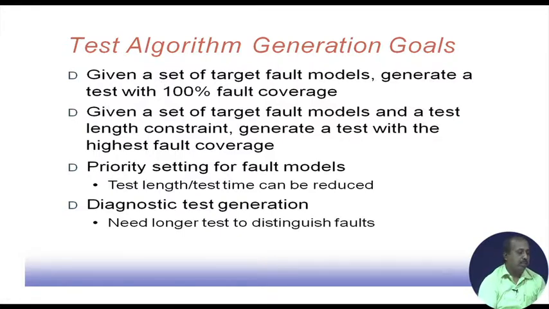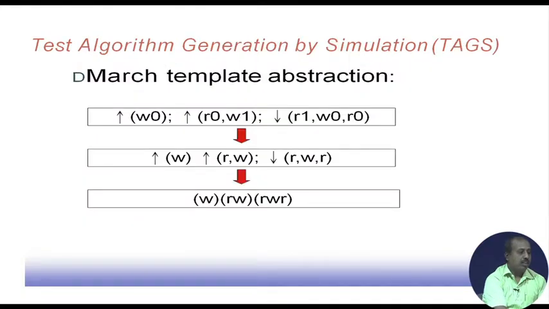We can have a priority setting for fault models. We can say that we will try to cover these fault models, and test length and test time can be reduced. This is one possibility. Another possibility is that we can have diagnostic test generation also, where we want to distinguish between the faults detected. Naturally, for diagnostic test generation, the test length will be even longer. So this is the idea.